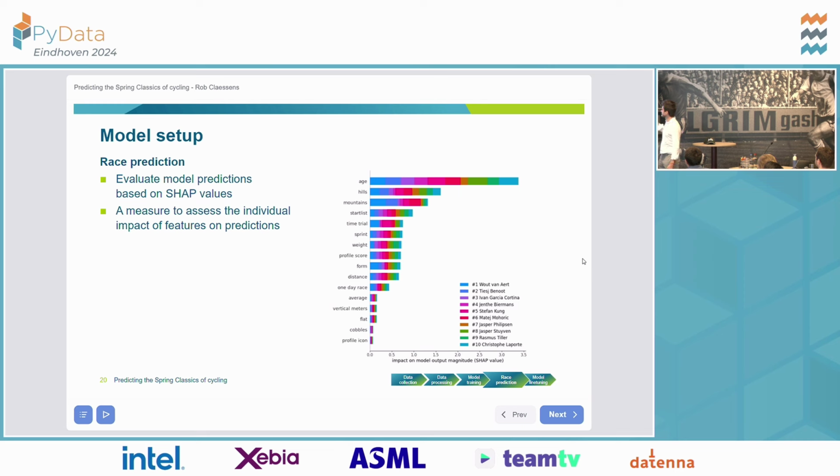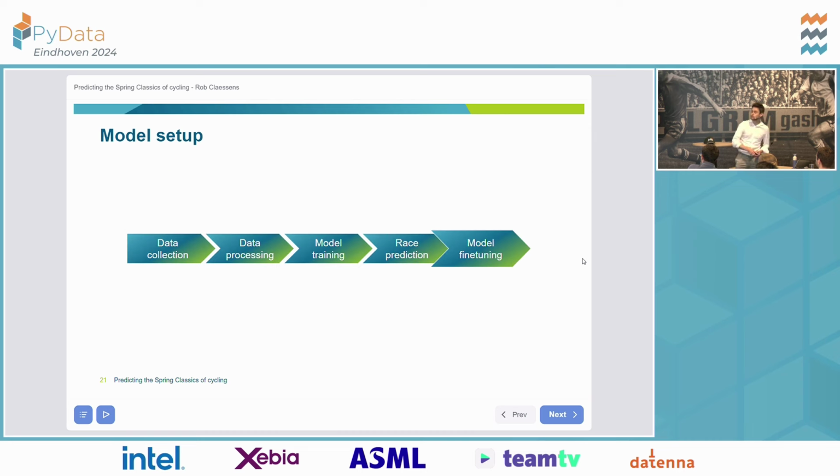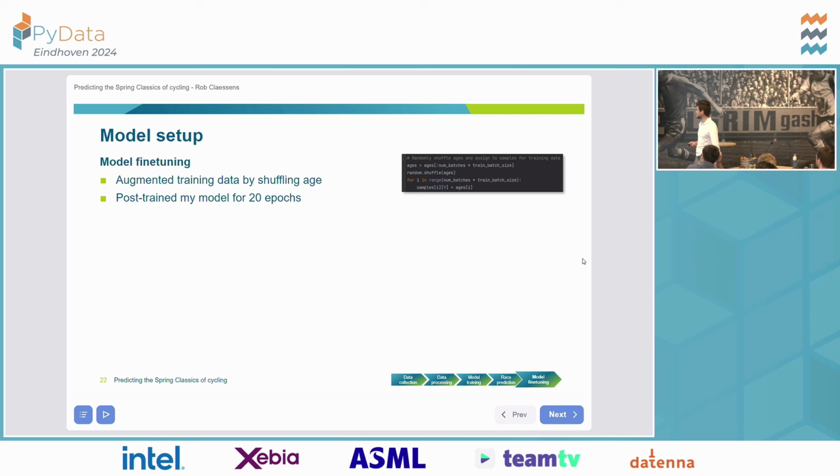And what you see is that age is for some reason the most influential factor by far. So twice as important as the 2nd most influential skill, which is hills. I can imagine that age could be of influence, but maybe not that much influence. So my conclusion was that the relative impact of age is a bit too high to my liking. So at that point I thought I need to fine-tune my model a bit. Which is what I did.